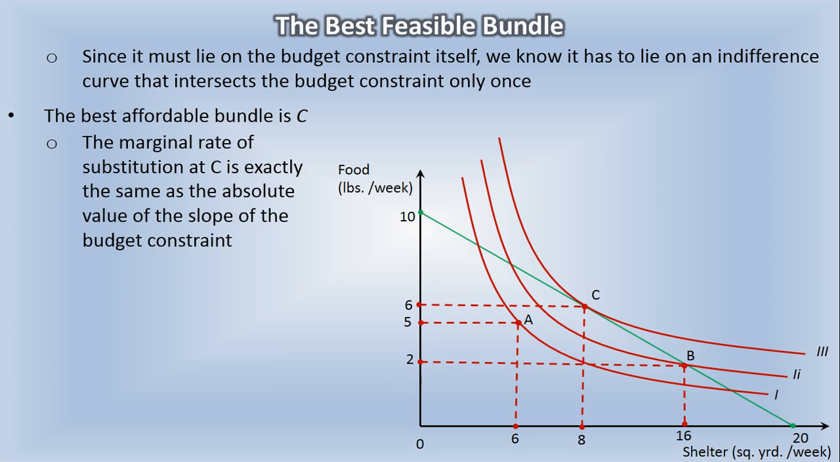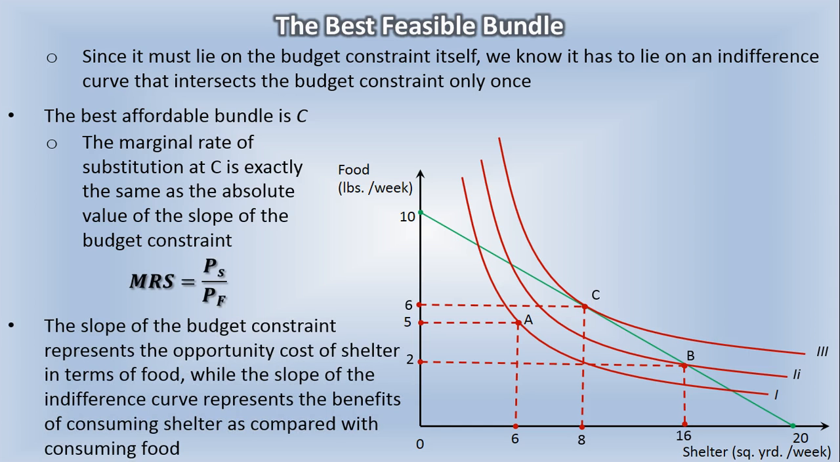So the marginal rate of substitution, which is the slope of the indifference curve, at point C is going to be exactly equal to the slope of the budget constraint. So at the most affordable bundle, our marginal rate of substitution is equal to the slope of the budget constraint, which is equal to the price of the good on the x-axis to the price of the good on the y-axis.